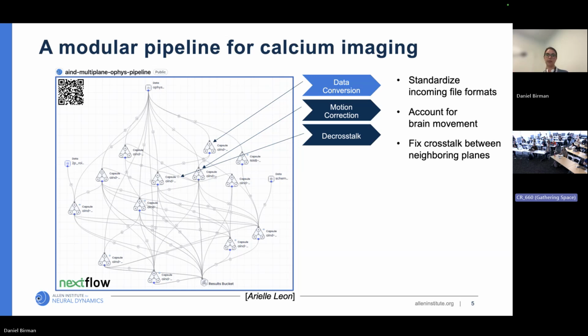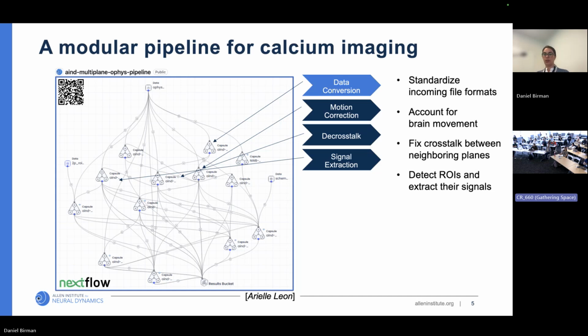I forgot to mention one thing. All of this is being done in parallel. That's the beauty of Nextflow: once you hit the motion correction capsule, all of the planes are run in a parallel compute system.